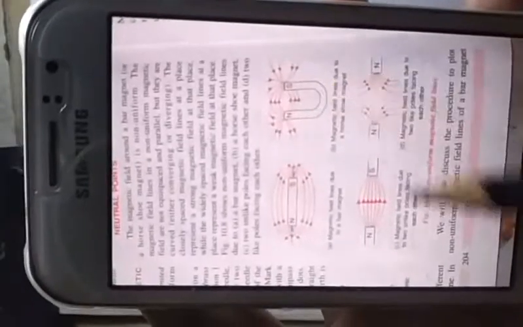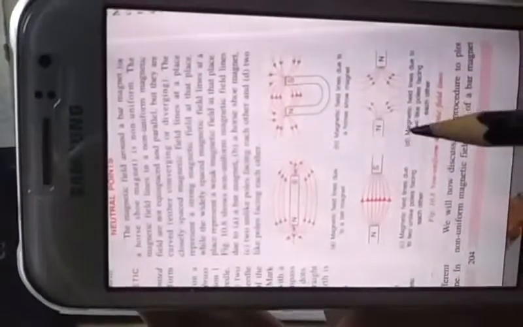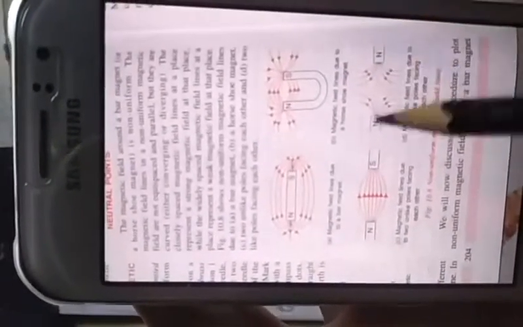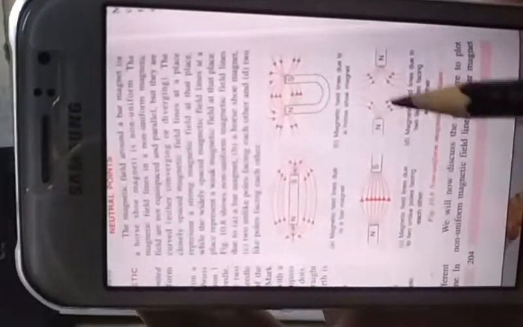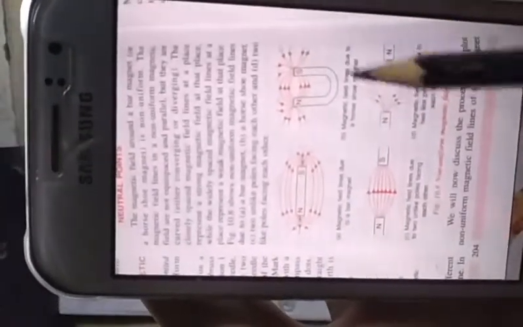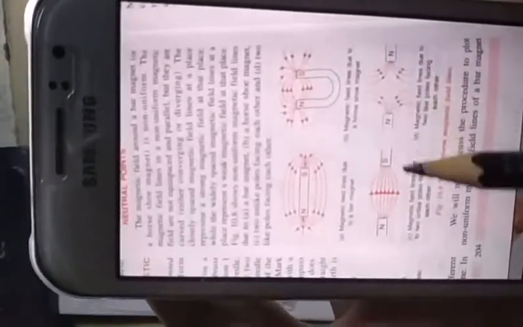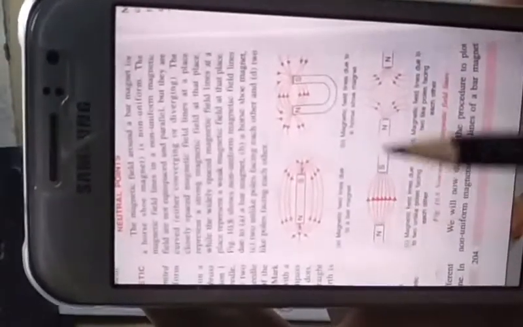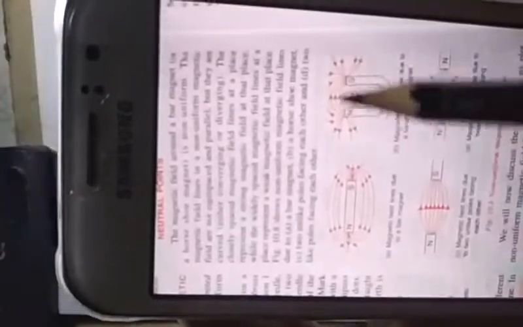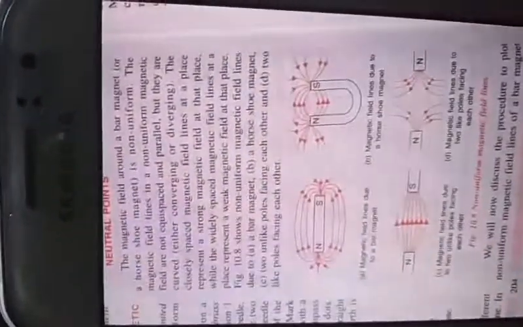Why this happens I will explain. And here north and north, same poles, when brought together the lines move away, from north to south of this magnet, and north to south of that one. There is no attraction. Here there is an attraction force. Here also between north and south an attraction happens. Okay, I hope it's clear, students. Now students, we will discuss the procedure.